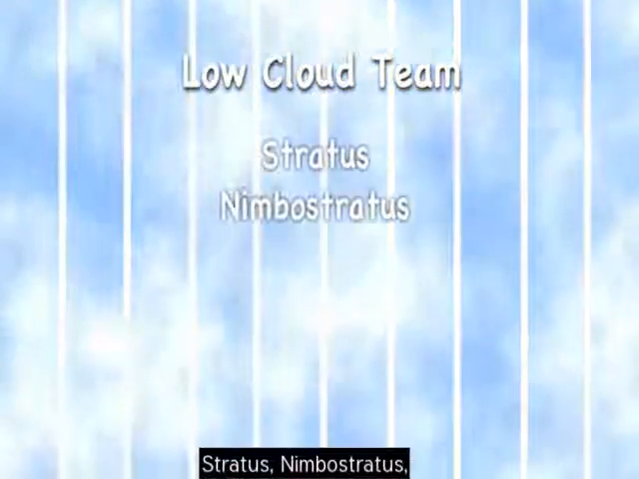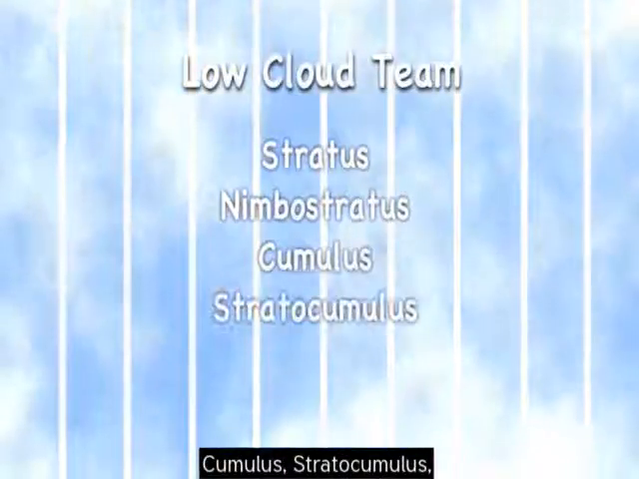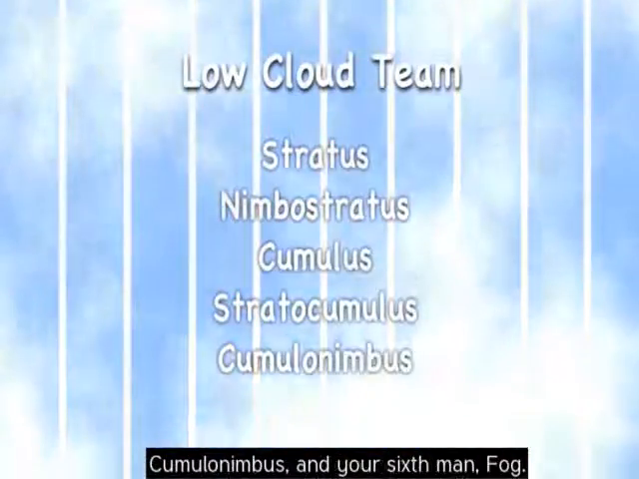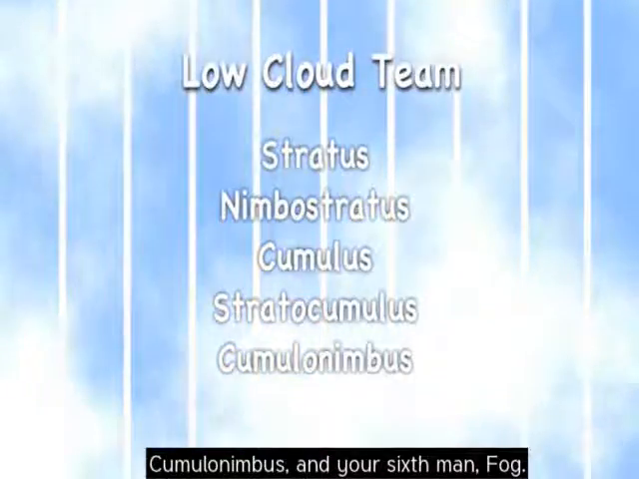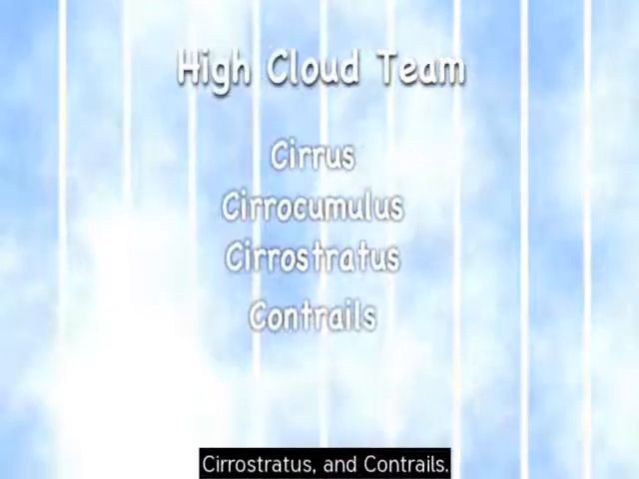Stratus, Nimbostratus, Cumulus, Stratocumulus, Cumulonimbus, and your sixth man, Fog. And now for your mid-level team, Altocumulus and Altostratus. And the high-level players are Cirrus, Cirrocumulus, Cirrostratus, and Contrails.